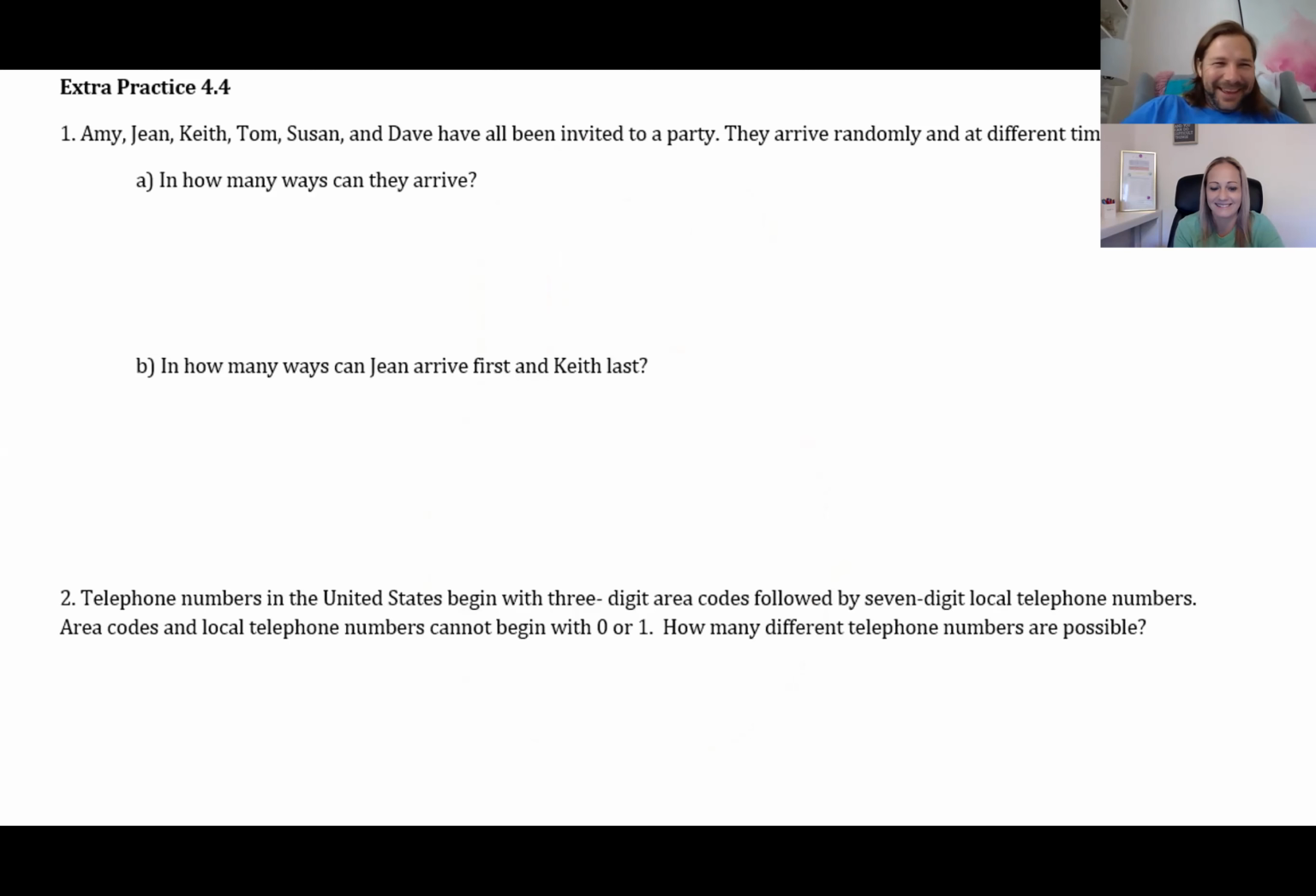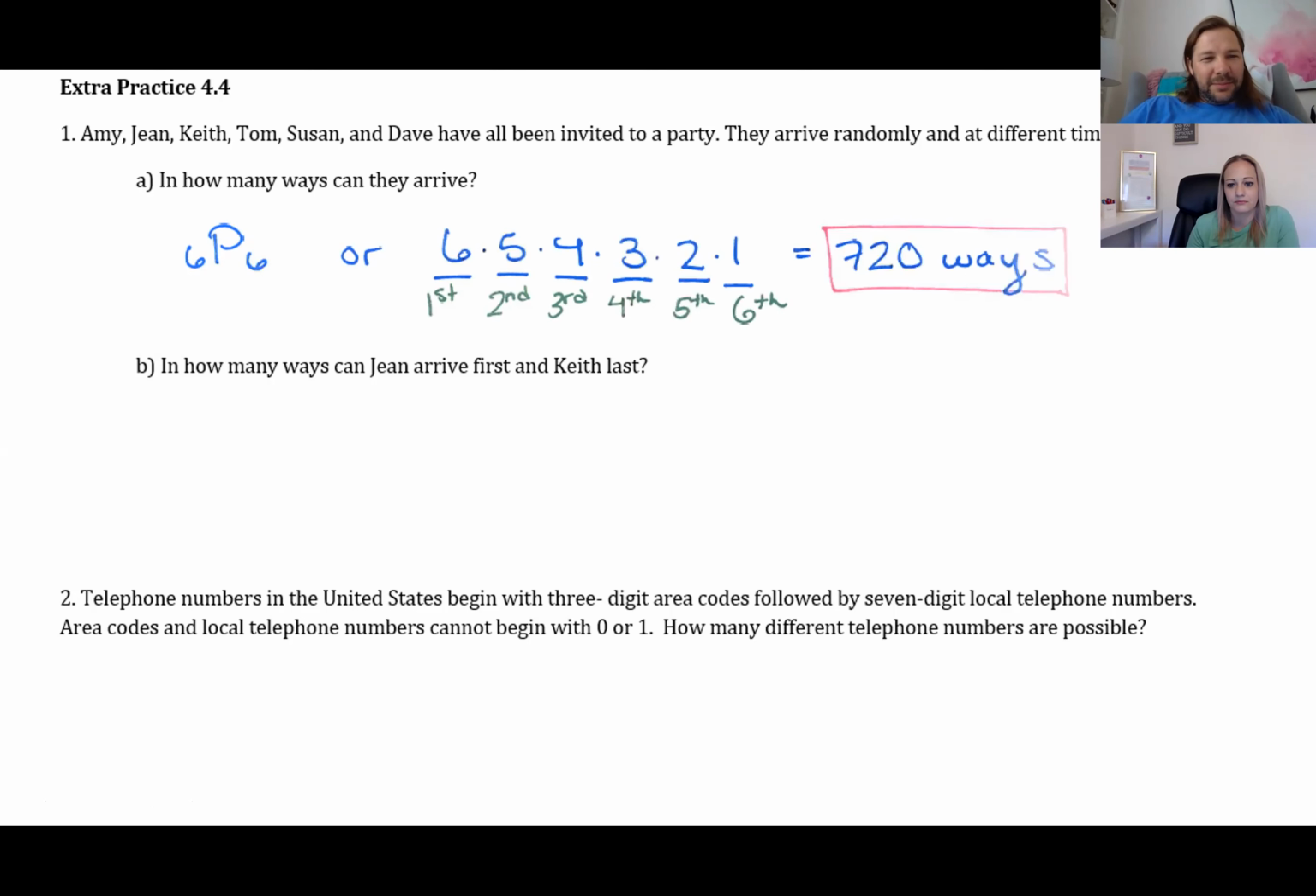Yeah. Okay, so now we have lots of practice problems, so we're going to go through these pretty quickly. I didn't mean to spill that problem, so we'll just go back. It says, Amy, Jean, Keith, Tom, Susan, and Dave have all been invited to a party. They arrive randomly at different times, and how many ways can they arrive? So I guess there are 6 people there. And so we need to do 6 permutation 6 because order matters. They arrive at different times. So that's going to be 6 factorial, which is 720.